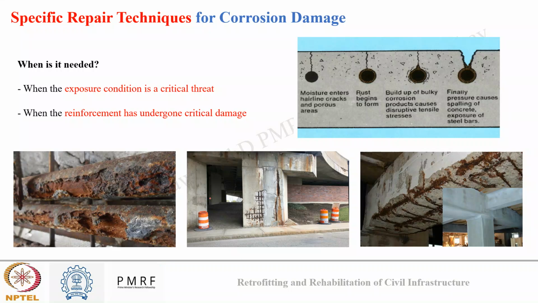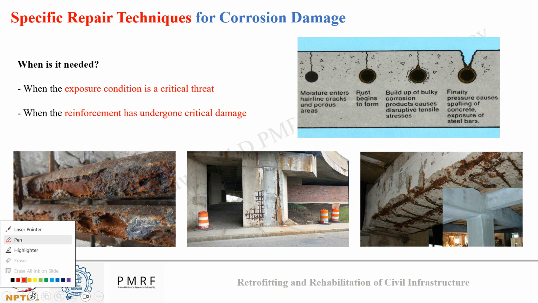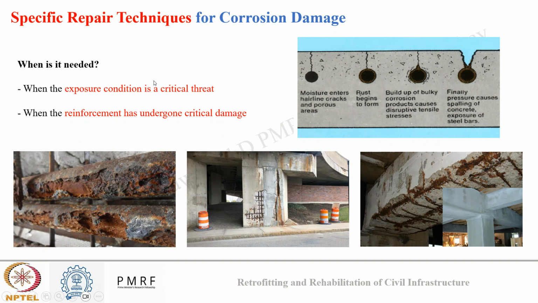So till now we discussed concrete repair: concrete has cracked, concrete has undergone spalling and everything. But in reality, when we are talking about reinforced concrete, as we saw earlier, there can be cases where my steel also needs repair along with the cracked concrete. This leads us to discuss specific repair techniques for corrosion damage. Where is such a case possible? When my exposure condition is very critical, or when the reinforcement has undergone critical damage.